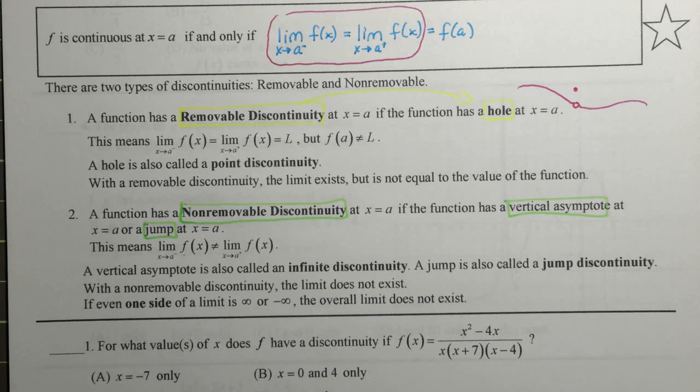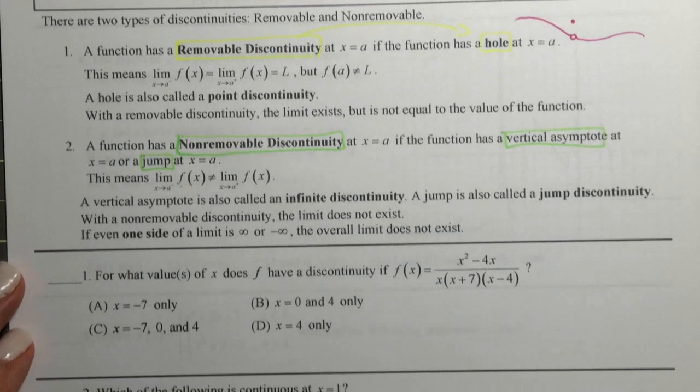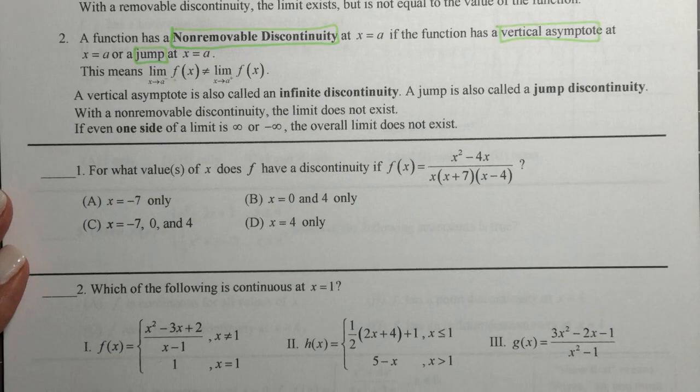Alrighty? With a non-removable discontinuity, the limit does not exist. And again, I said this yesterday, if even one side of a limit is infinity or negative infinity, the overall limit does not exist, even if only one side is infinity or negative infinity. All right, some examples.